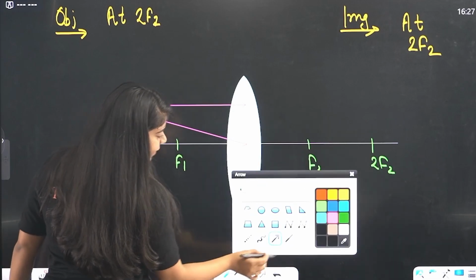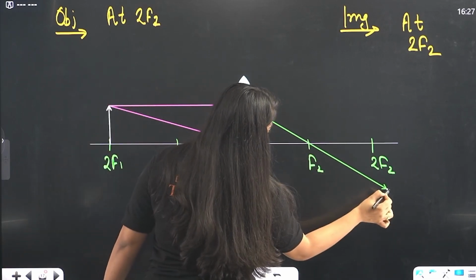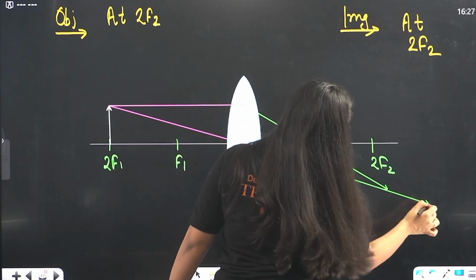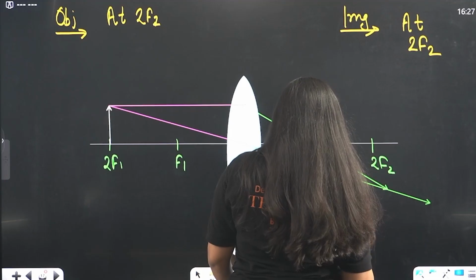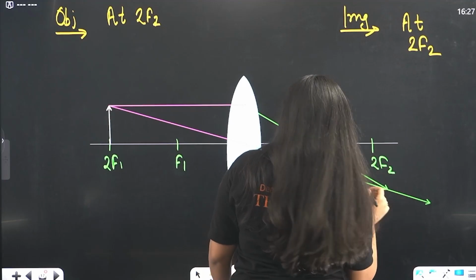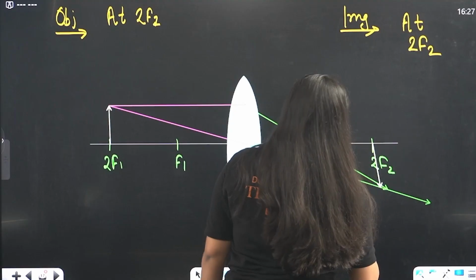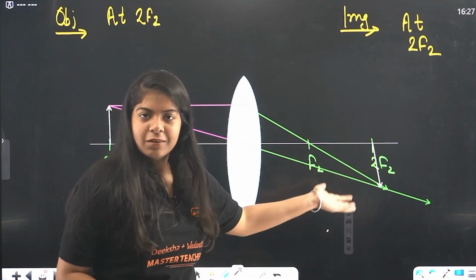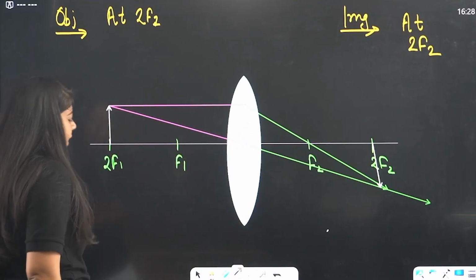Okay, and let me change the color. So this ray will refract and will pass through F2. Another ray will go straight and they will meet at 2F1. And we have this as our object. You do some third party work here to make it exactly at 2F2, but you get the point, right?